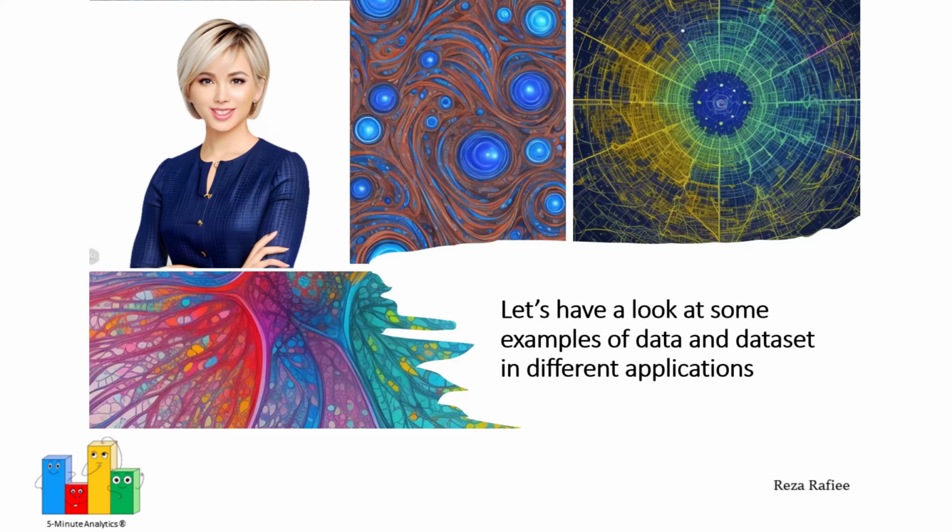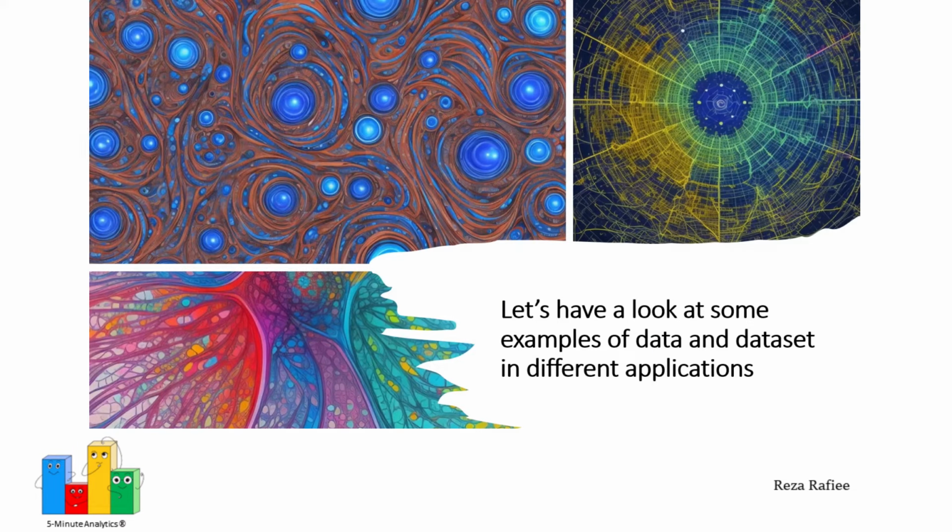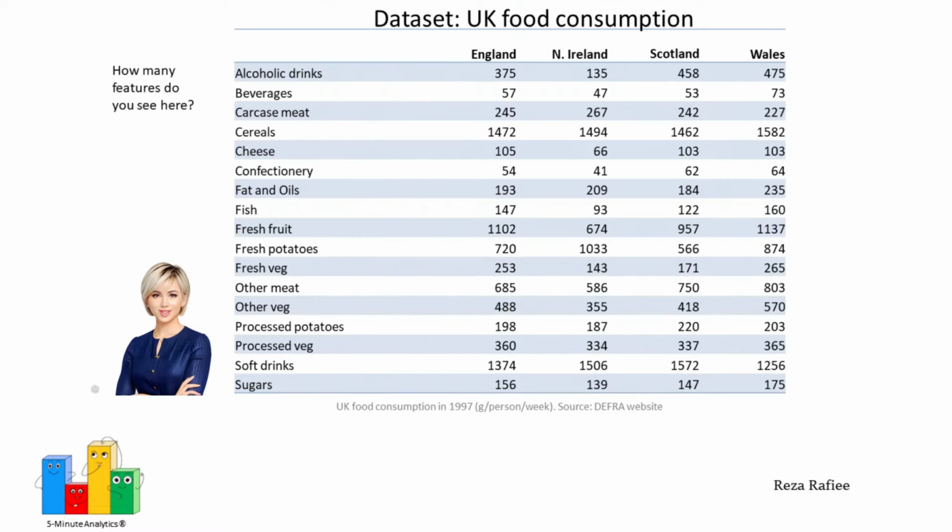Now, let's have a look at some examples of data and dataset in different applications. The UK food consumption dataset is a comprehensive collection featuring 17 distinct food categories, each serving as individual features. These features quantify the consumption of items such as alcoholic drinks, beverages, fresh fruit, and so on in grams per person per week.